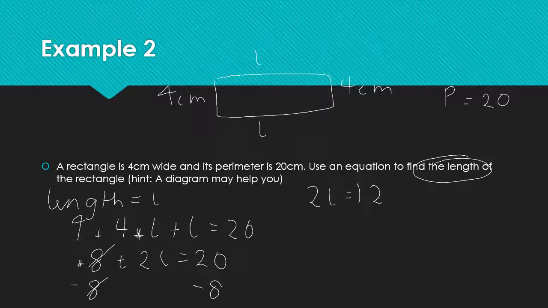All right, next step. Last one, we've got to divide. So 2 times L, the opposite is divide by 2. Divide by 2. What's 12 divided by 2? Well, that's just 6. So I know the length is 6, but let's check. Does 4 plus 4 plus 6 plus 6 equal 20? Well, does it? 4 plus 4 is 8 plus 12. Yep, so we are correct.